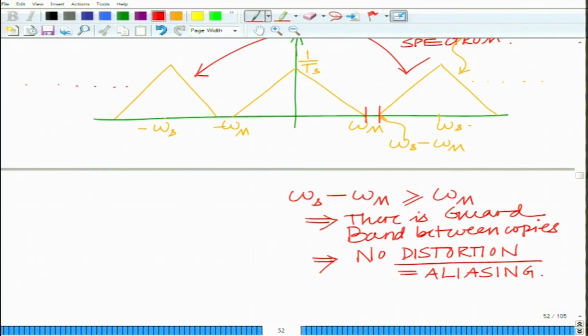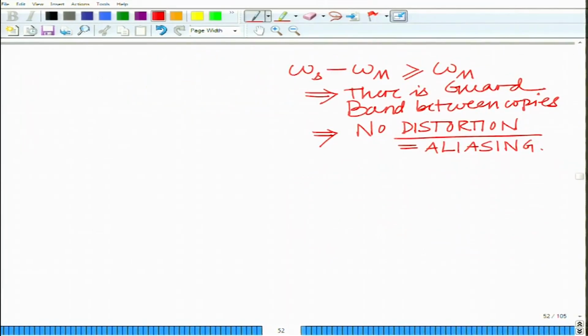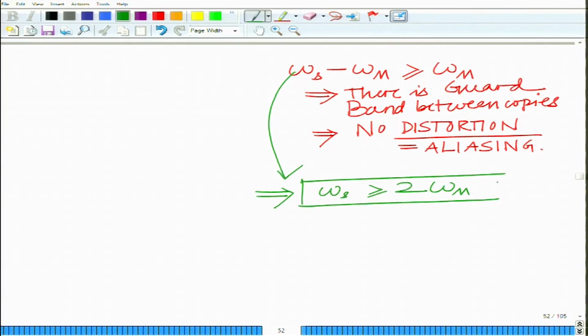If omega_s minus omega_m is greater than or equal to omega_m, the maximum frequency, which implies that omega_s is greater than or equal to twice omega_m, which is termed as the Nyquist frequency. So, this implies no aliasing if omega_s is greater than or equal to twice omega_m, that is, the sampling rate is greater than or equal to twice omega_m. This is called basically the Nyquist criterion.